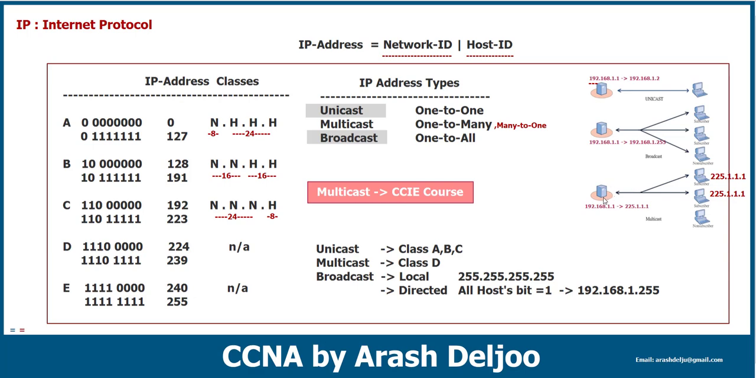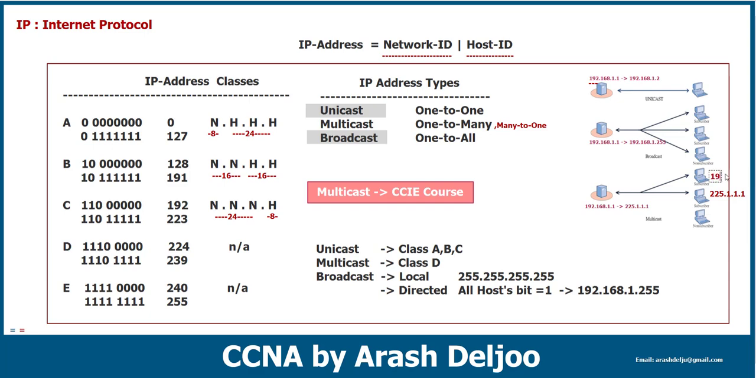Server can send traffic to 225.1.1.1. This means that this traffic should be received by these two systems. Don't forget, you can't assign a unicast IP address to two systems in one network.